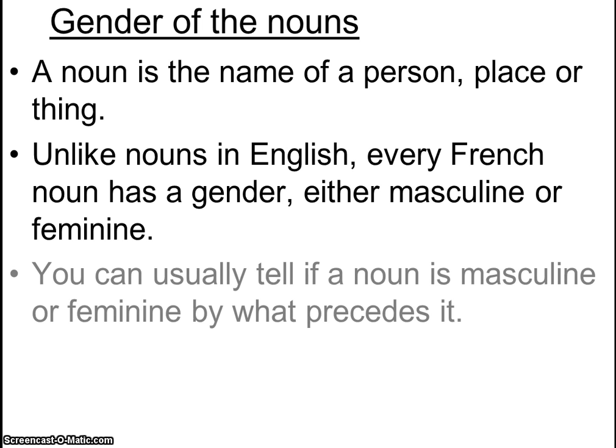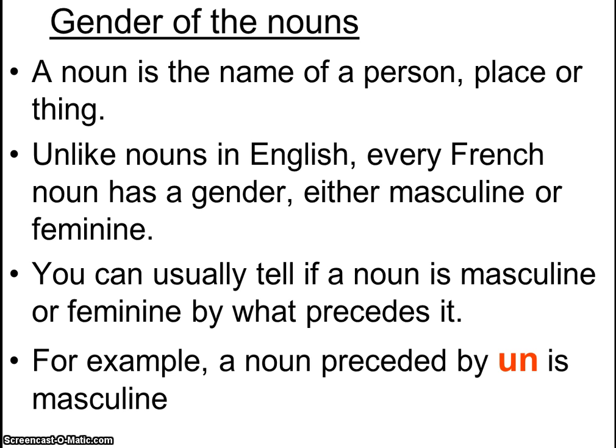You can usually tell if a noun is masculine or feminine by what precedes it, by looking at the article. If the noun is preceded by un, it is masculine. If the noun is preceded by une, it is feminine. Une. I'm noticing that it's cutting out a little bit. If it's une, it is feminine. Okay, let's continue.